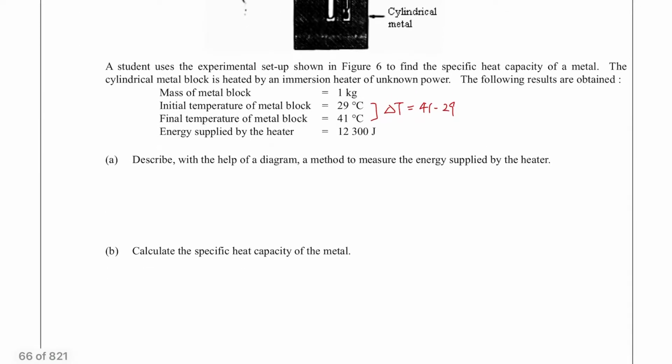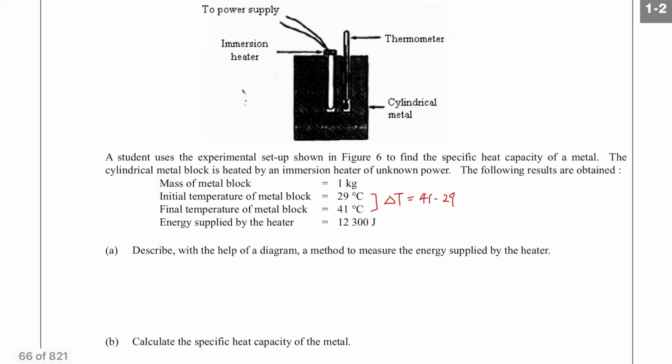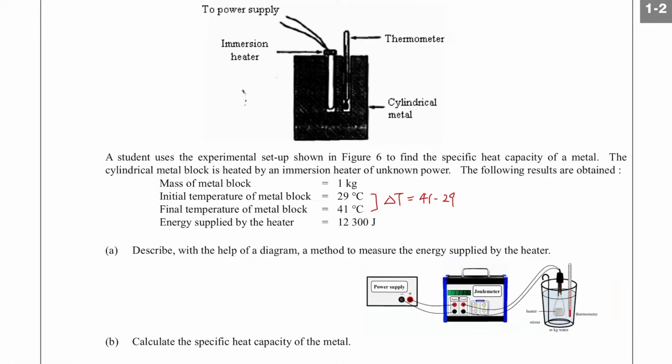12,300. Part A. You are asked to describe with the help of a diagram a method to measure the energy supplied by the heater. So we can actually measure the energy supply using a joulemeter. So we can put this setup, connect the power supply to a joulemeter, and connect the joulemeter to the heater. By this way, the energy supplied to the heater can be measured.